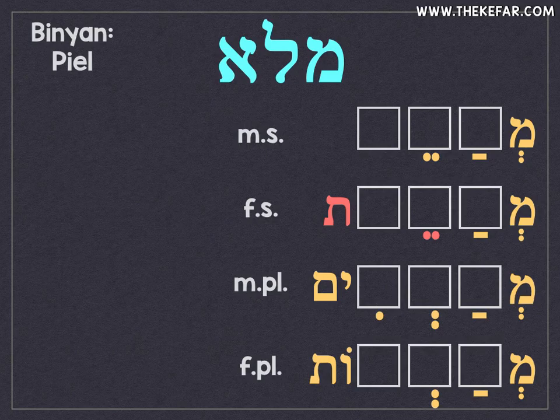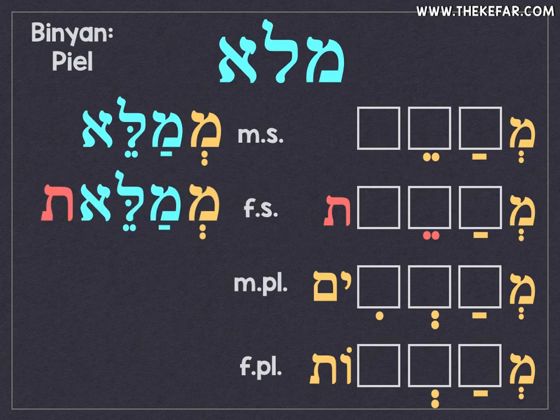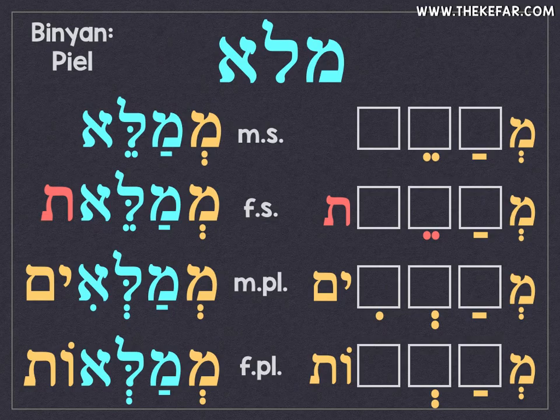So for instance, the boy fills, hayeled memale, the boy fills. If we're talking about a girl filling up something, hayalda memalet. So again, it's the same as the masculine, just with an additional tav at the end. So memale, masculine singular, memalet, feminine singular. And then we have memalim for masculine plural, and memalot for feminine plural.